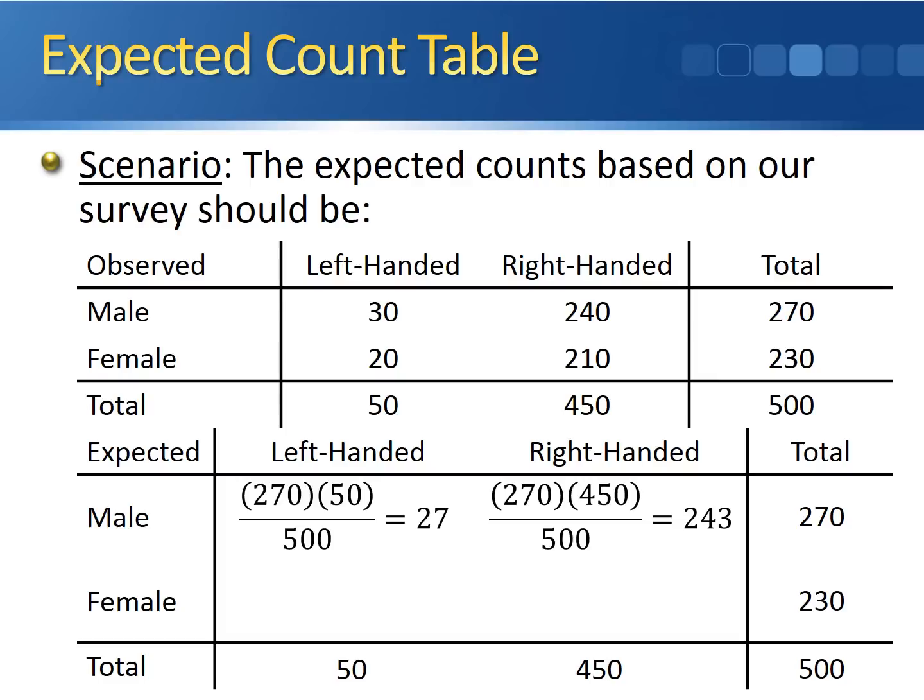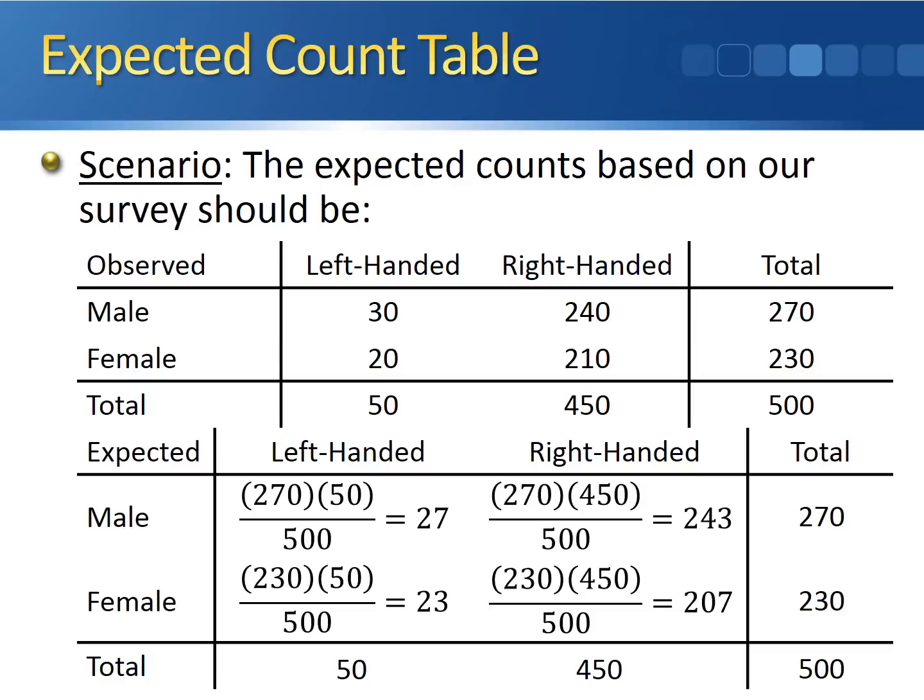For male and right-handed, we would have 270 times 450 divided by 500, which gives us 243. For females and left-handed, we would expect 230 times 50 divided by 500, or 23 people, to be female and left-handed. For female and right-handed, we would expect 230 times 450 divided by 500, which gives us 207.